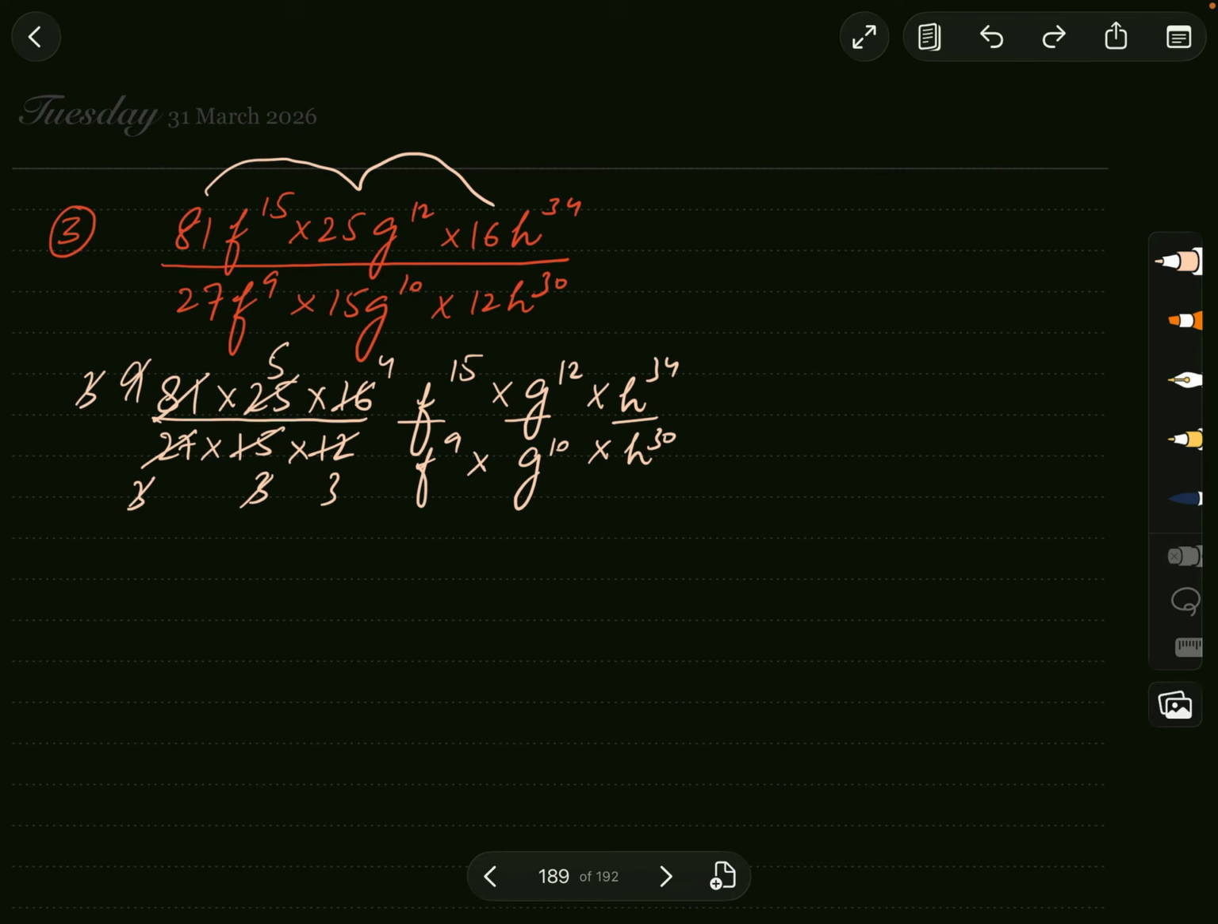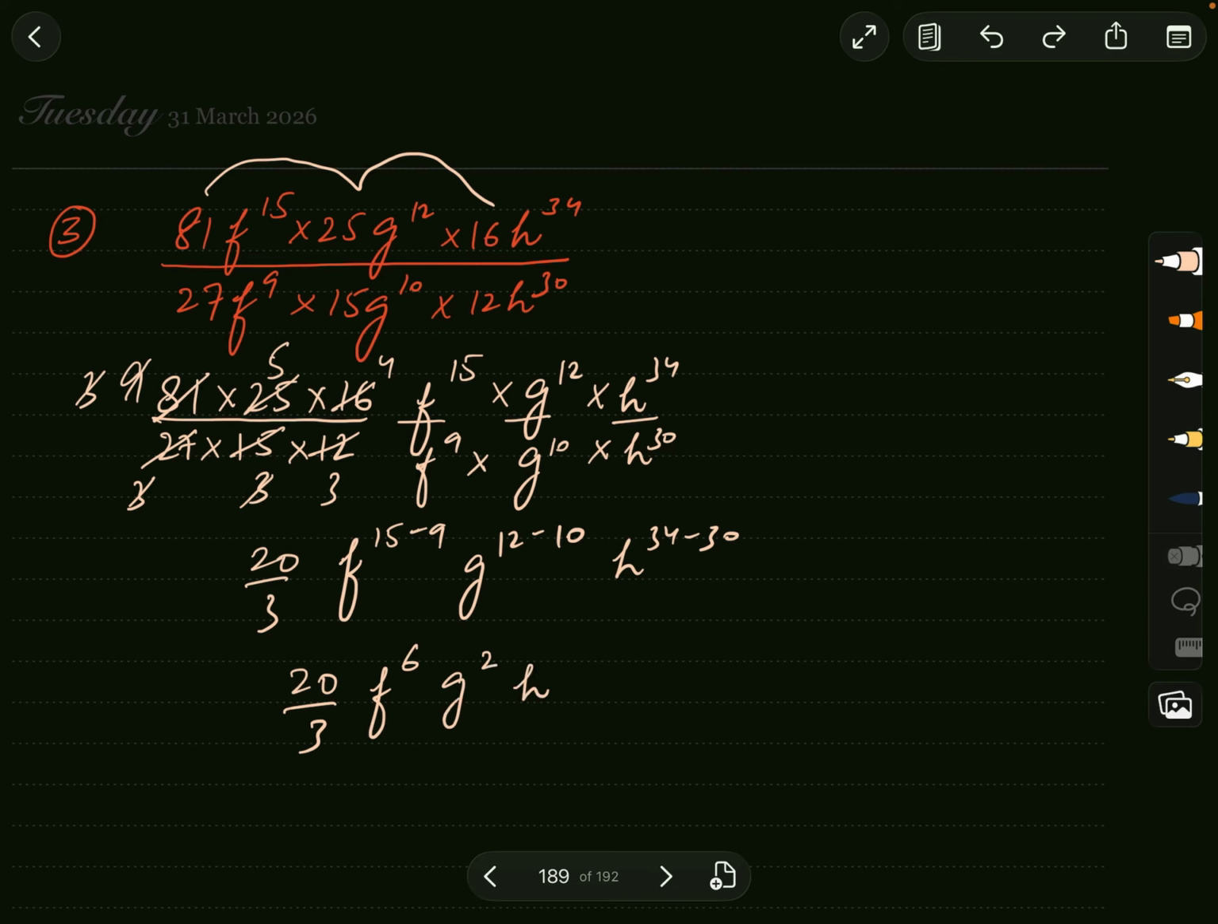In the numbers, we are left with 20 over 3. In the variables, let's check out f to the power of 15 minus 9, g to the power of 12 minus 10, and h to the power of 34 minus 30. So let's solve it further. 20 over 3, f to the power of 15 take away 9 is 6, 12 take away 10 is 2, so g to the power of 2, and 34 take away 30 is just 4. That is the answer. This is it.